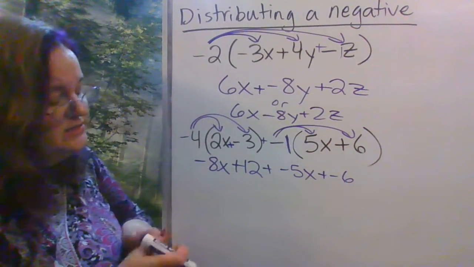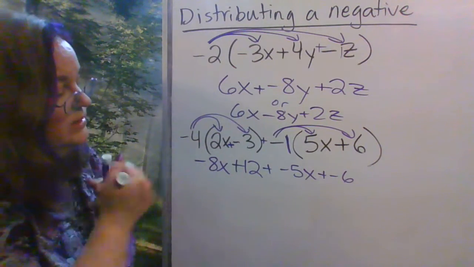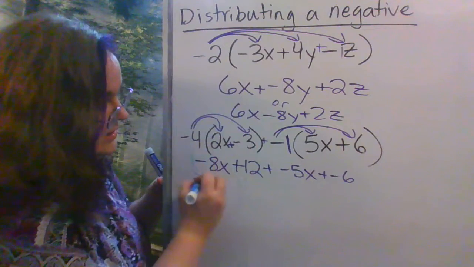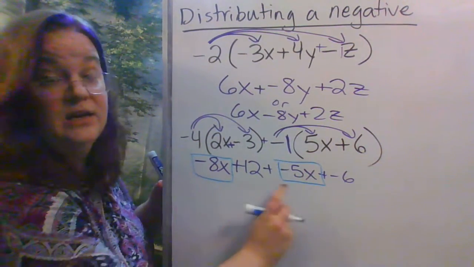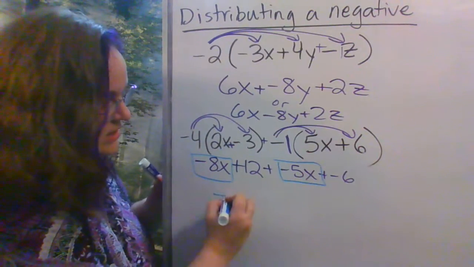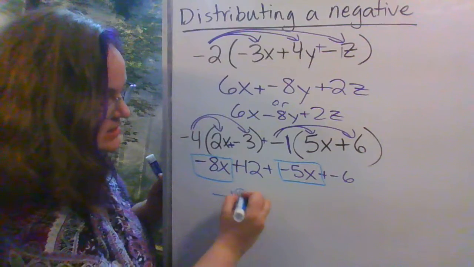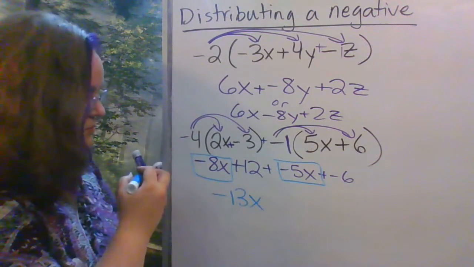And now I'm going to combine like terms. So I'm looking for things that I can put together. Well, I've got x and an x. So -8 and -5, when I add those together, it's going to give me -13x, because 8 plus 5 is 13. They're both negative. I'm getting more in the hole.